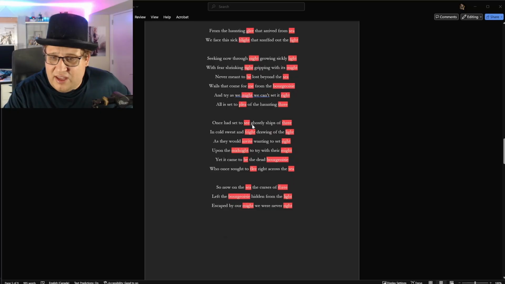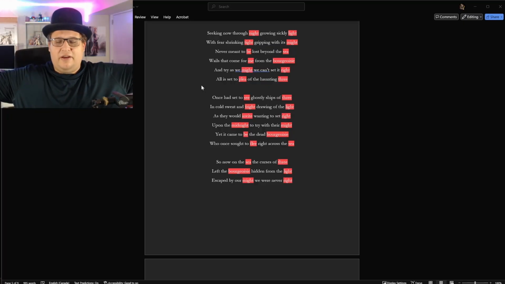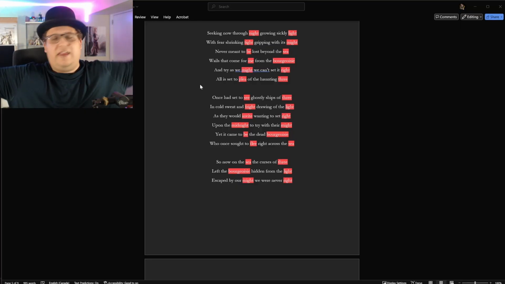Once had set to sea ghostly ships of three, in cold sweat and fright drawing of the light, as they would invite, wanting to set right, upon the midnight to try with their might. Yet it came to be the dead bourgeoisie, who once sought to flee right across the sea. So now on the sea the curses of three, left the bourgeoisie hidden from the light, escaped by our might, we were never right.